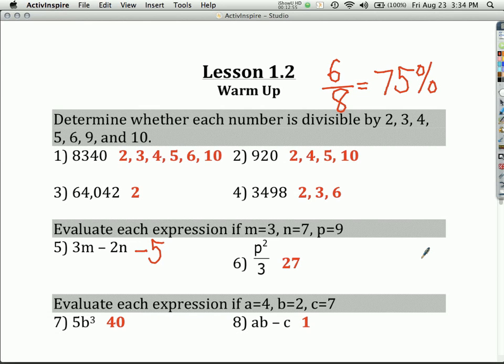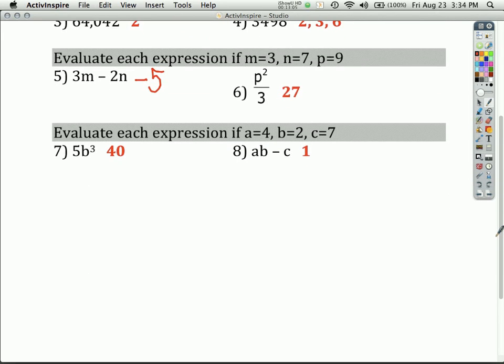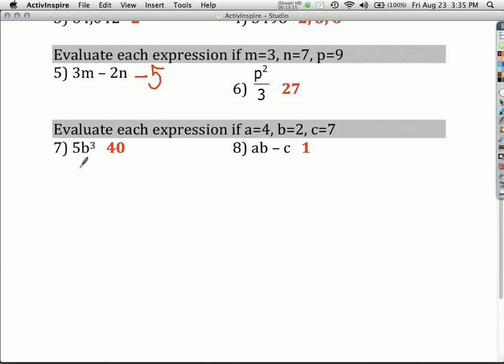Any questions? Caesar? Number 7. Good. I'm surprised nobody else asked about number 7, because there was a number of people who got it wrong. So it's 5b to the third power. b is 2. So we're going to write this as 5 times 2 to the third power.